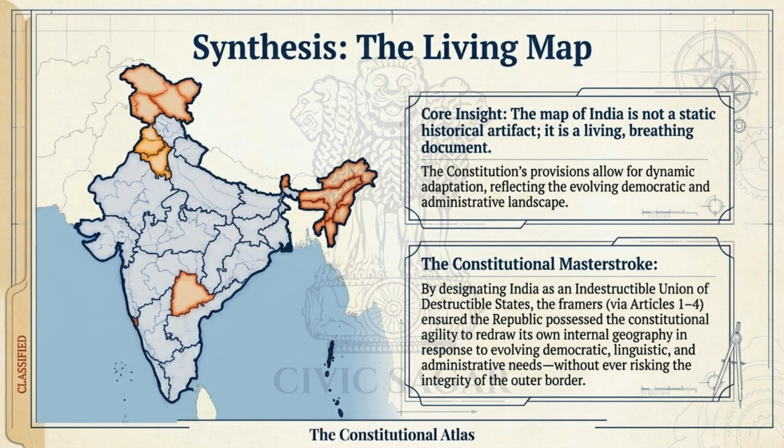We see the ultimate constitutional masterstroke in the deliberate framing of India as an indestructible union of destructible states. Through the mechanisms of Articles 1 through 4, the framers ensured the Republic possessed the constitutional agility to redraw its internal geography, responding to vital democratic, linguistic, and administrative needs, without ever risking the integrity of our outer borders. It is this balance of flexibility and permanence that defines the Indian constitutional experience.